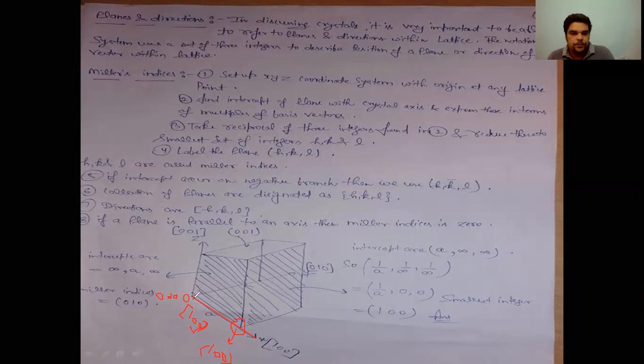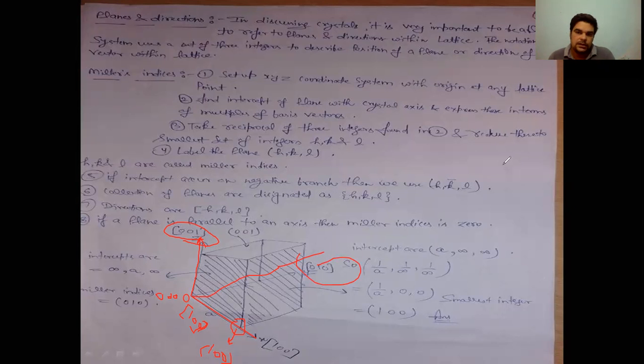Now, if I ask you, what is the direction corresponding to this? The direction corresponding to this will be [0, 0, 1]. What is the direction corresponding to this y-axis? That will be [0, 1, 0].